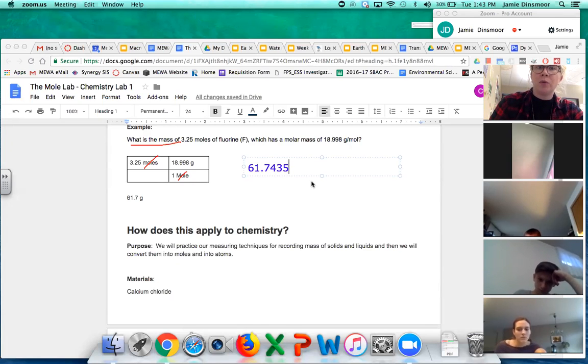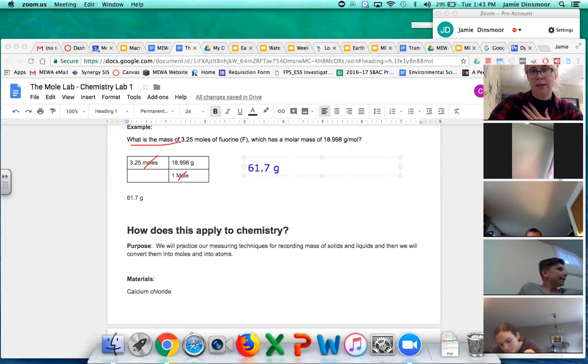So you always want to go with whichever number is the least precise. 3.25 moles can never become more precise because that's as precise as you were given, right? This number could go on probably even more. It doesn't matter, right? We have to go with what the least amount is. So in this case, we're going to have to round this number to 61.7 grams.